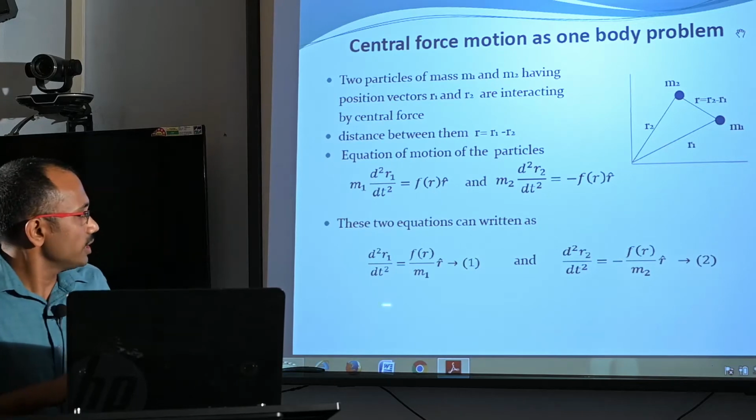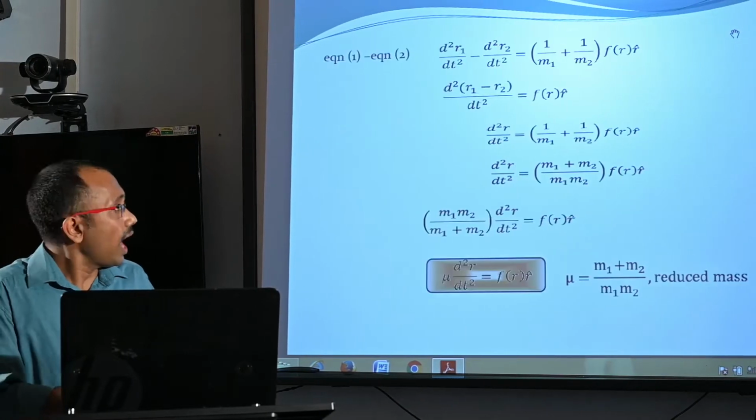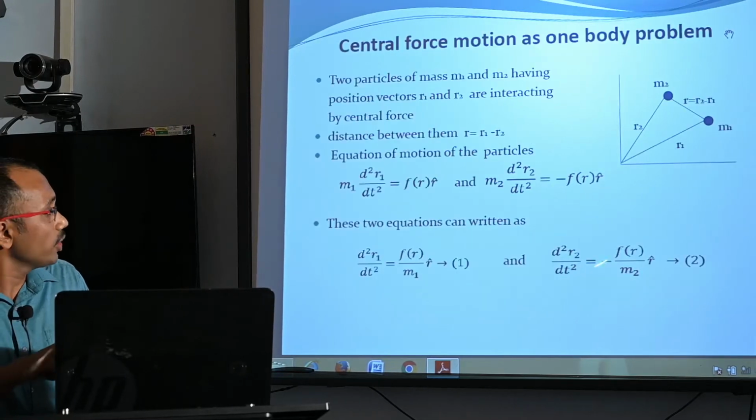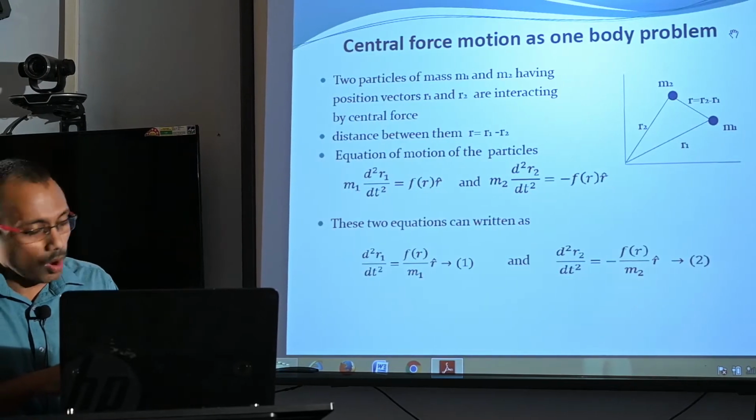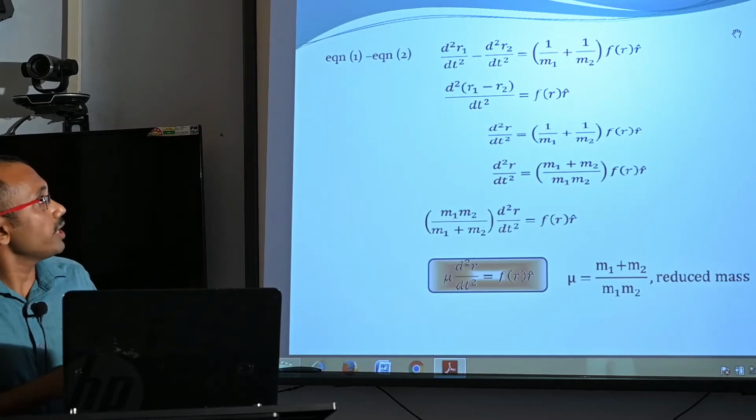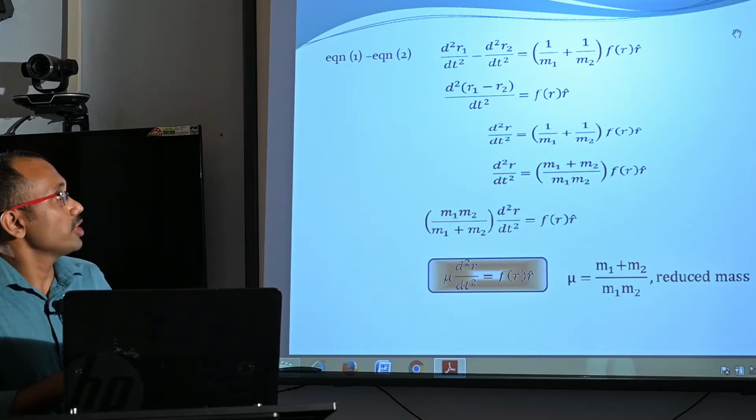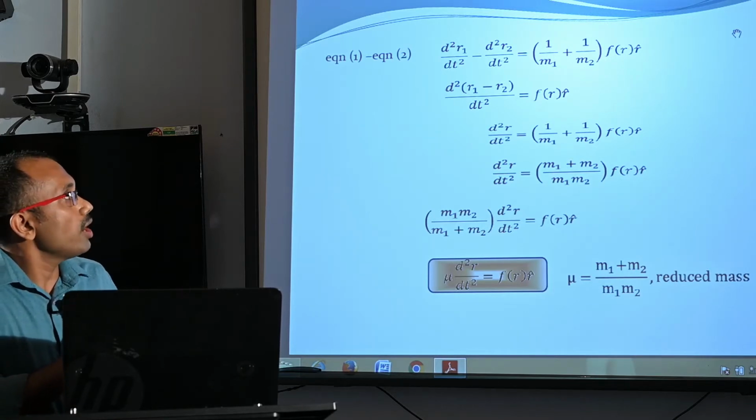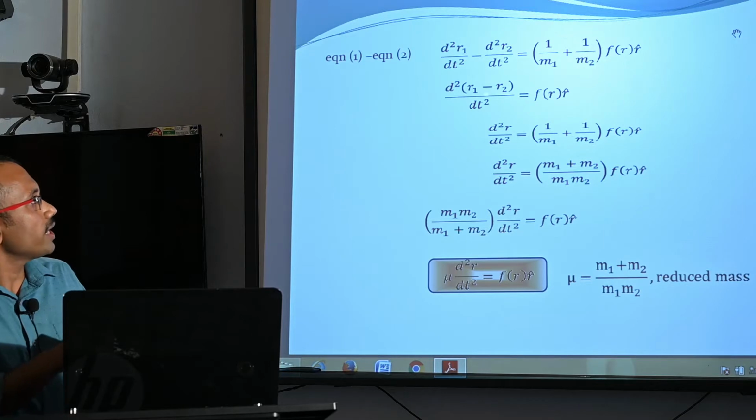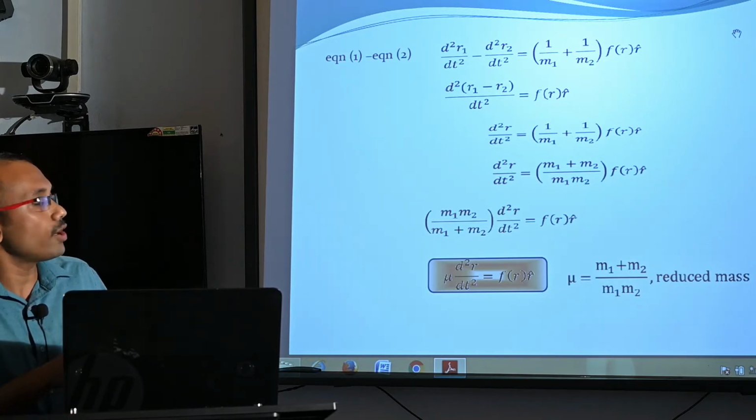So, first this is equation 1 and this is equation 2. What I am going to do is subtract equation 2 from equation 1. So, I can write d²r1/dt² minus d²r2/dt² is equal to 1/m1 minus of minus, that is plus 1/m2, f(r) cap. So, I can write this as d²/dt² of (r1 minus r2) is equal to f(r) cap.